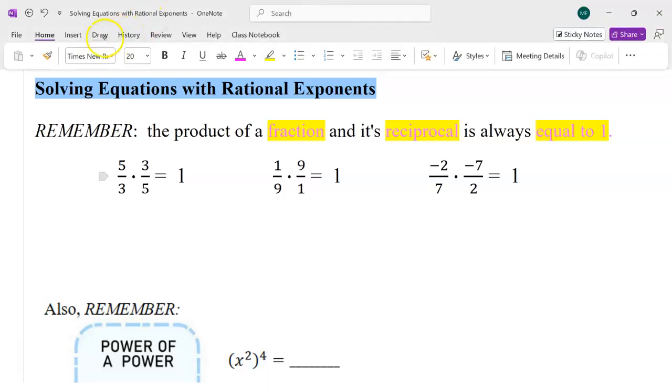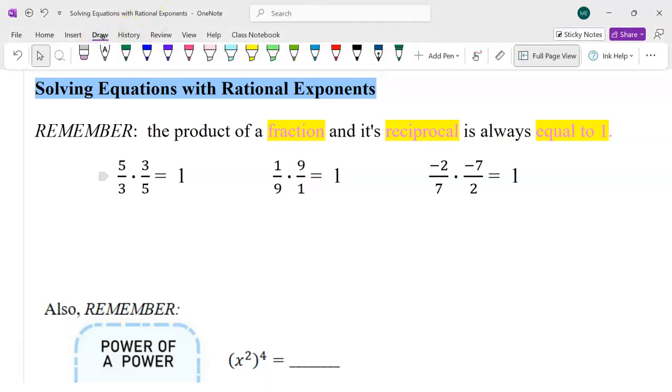Okay, so the first thing I want to talk about today is solving equations with rational exponents, which basically just means a variable that's raised to a fractional exponent. So the first thing we want to do is remember that if we have a fraction 5/3, if we multiply by its reciprocal, it equals 1. Same thing, if we have a fraction 1/9, if we multiply that by the reciprocal, 9/1, it equals 1.